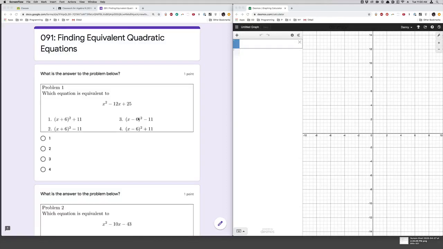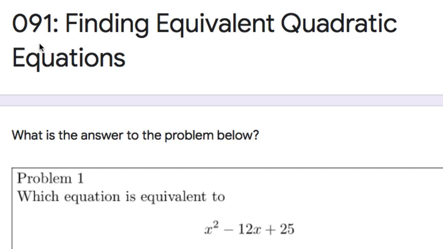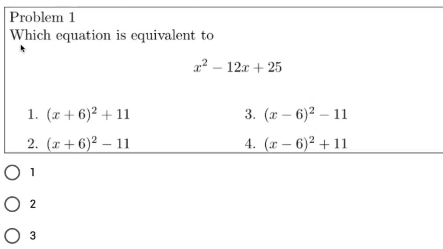All right, today we're going to be looking at equivalent quadratic equations, assignment number 91 in your Google Classroom. Problem 1 says, which equation is equivalent to x squared minus 12x plus 25? Remember, the word equivalent means like the same. So they're basically saying which equation is the same.